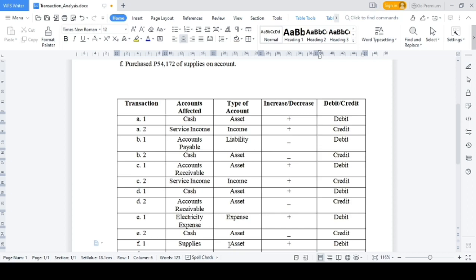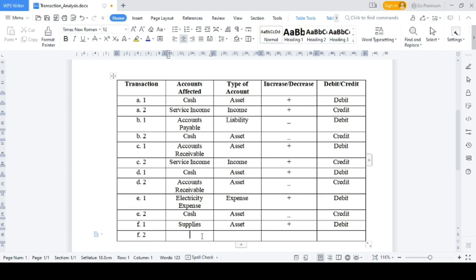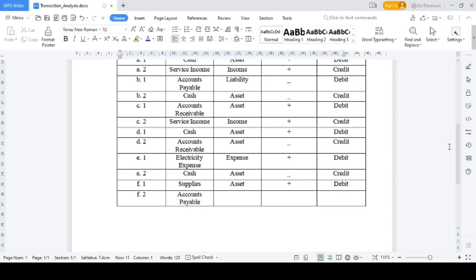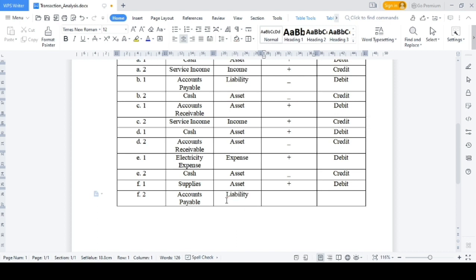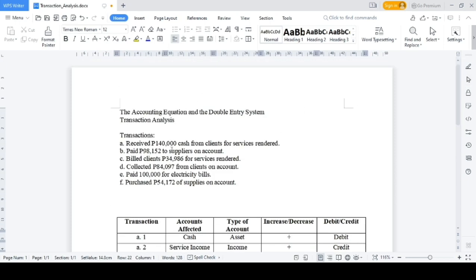Next is accounts payable. Since according to the transaction, it is on account. Utang, liability. Okay. Accounts payable is a liability account. It increased since they have increased in credit. And that is all. You can screenshot the answers. Alright, you can also screenshot the transaction.